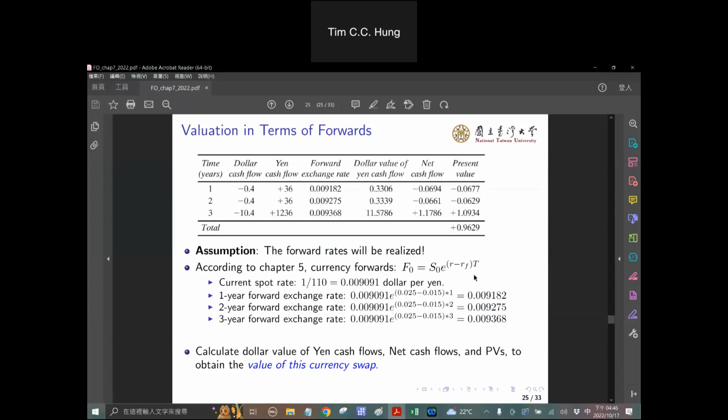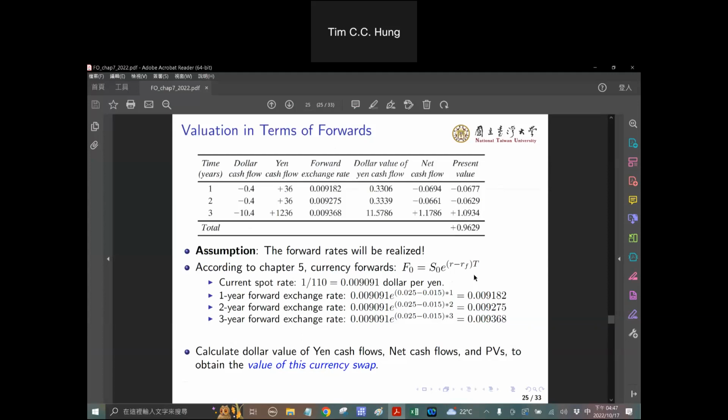Do you remember how we do the calculation? It's basically the spot rate multiplied by the exponential to the power of the domestic interest rate minus the foreign interest rate, multiplied by the number of years. The 1 year forward exchange rate should be 0.009182. We can also calculate the 2 year and 3 year forward exchange rates. What is the purpose? Let's plug these three numbers back here.